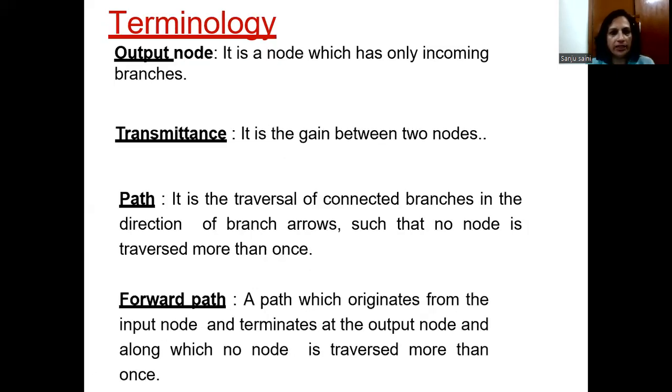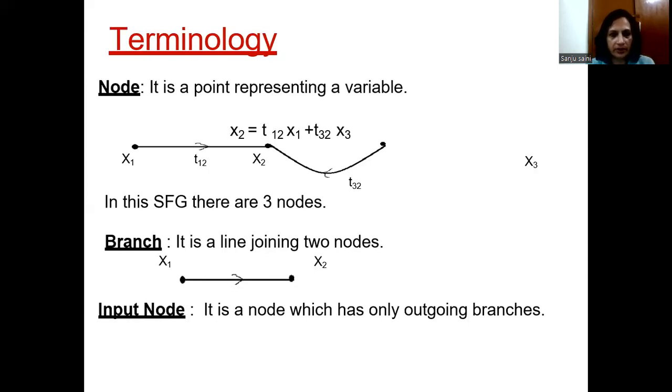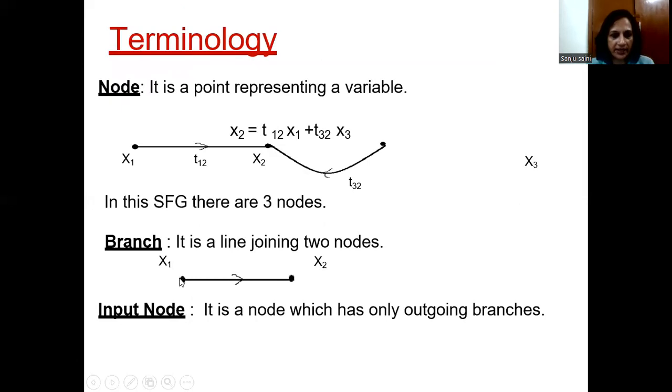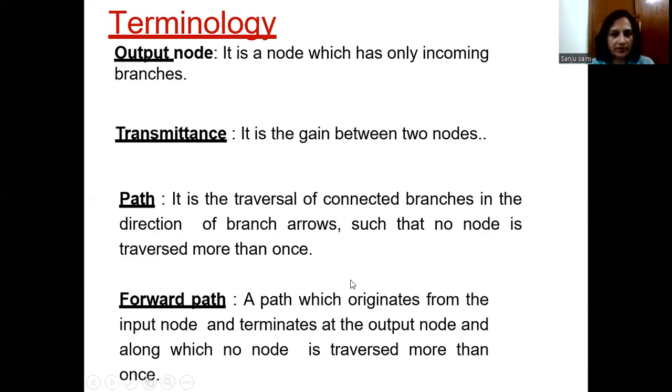Then output node, it is the node that is having only incoming branches. So that we'll see later with the help of a particular diagram. Then transmittance, it is the gain between the two nodes. Like in this, x1 and x2 are two nodes. In between this, we have a branch that is connecting them. And here you can very well see that T1,2 is the gain the system achieves while traveling from x1 to x2. So this is the transmittance of this branch.